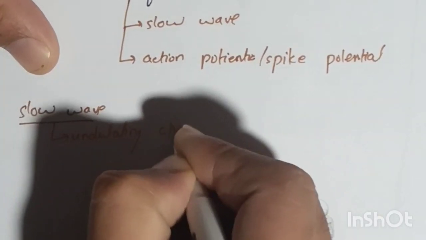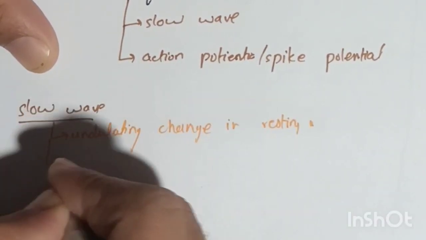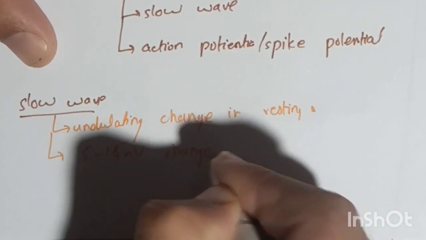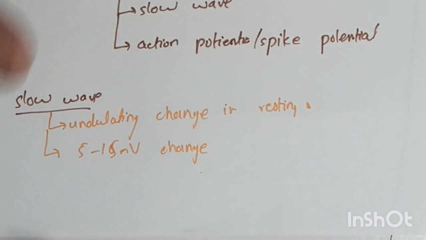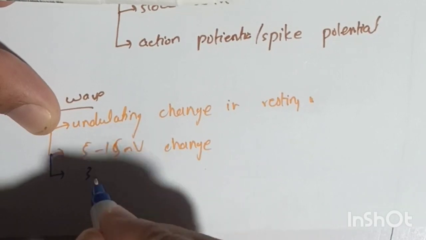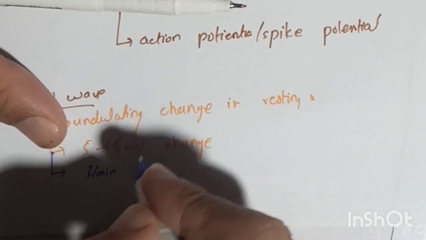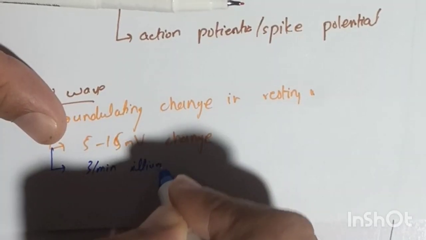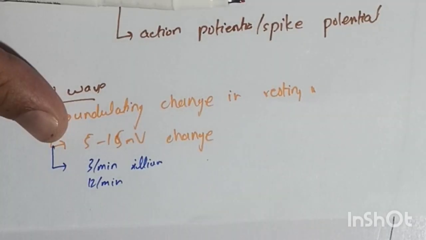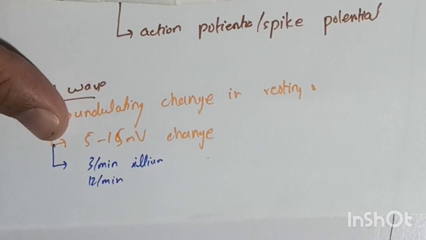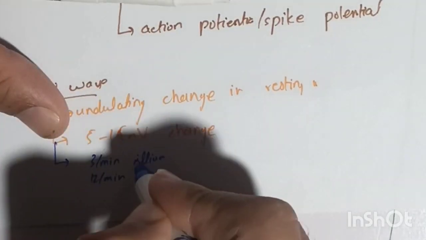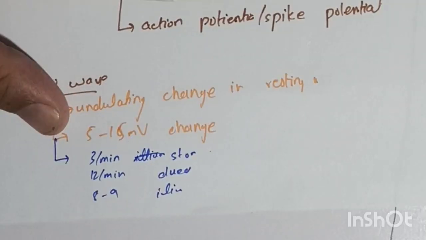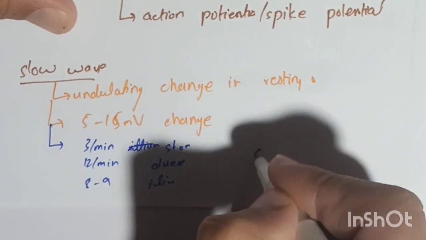The slow wave is an undulating change in resting membrane potential, with a change of 5 to 15 millivolts. This is the intensity. The frequency is 3 per minute, 12 per minute, and 8 per minute. 3 per minute is present in the stomach, 12 per minute in the duodenum, and 8 to 9 per minute in the ileum.